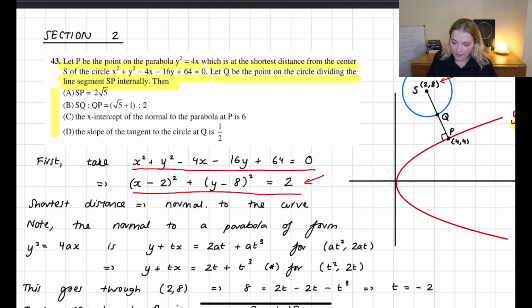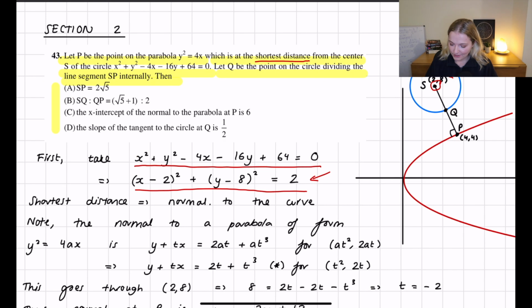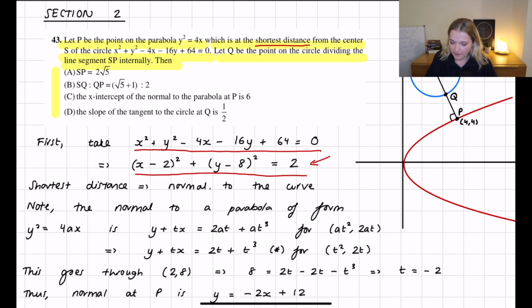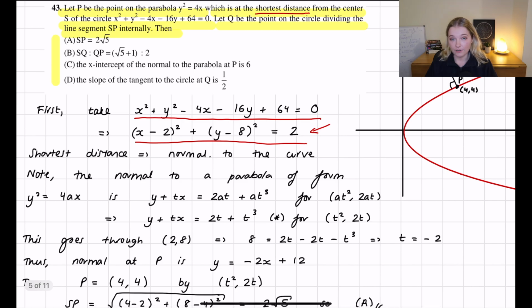Okay, now we can look at the part that says the parabola is at the shortest distance, so P is a point on the parabola which is given here. Now ignore the fact that that says 4, 4. We calculate that in a minute. I just added it on once we calculated it. What you need to know is the shortest distance is along the normal to the curve, and you can write the coordinates of a parabola in a certain way depending on what the form of that parabola is. So we have this form.